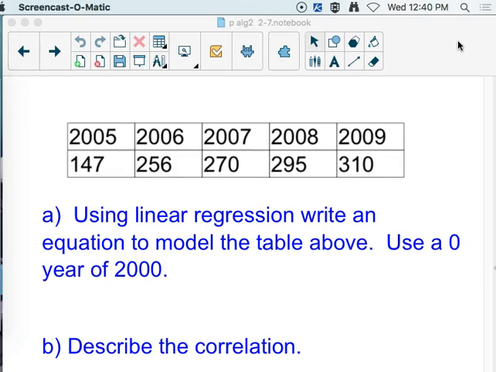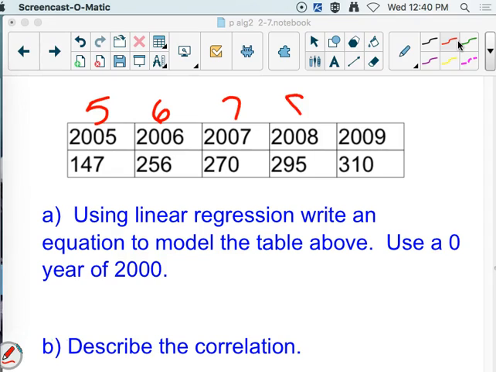So if I'm using 0 for 2000, what should I use for 2005? 5. So this will be a 5, 6, 7, 8, and 9, and that'll go in list 1. And then all of this good stuff here, that's list 2. So, that calculator, remind me again how to get this stuff in there.